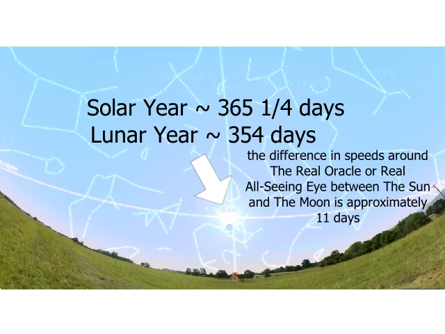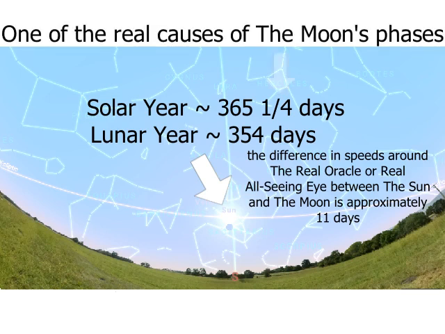So when you're tracking the sun against the background of star constellations, you may already know that it takes approximately 365 and a quarter days for the sun to make its way all the way around the real oracle or the real all-seeing eye, but the moon is moving a bit faster, and it completes its journey in around 354 days. That's a difference then of about 11 days between a solar year and a lunar year. This difference in the sun's and the moon's speeds around the real oracle or the real all-seeing eye is one of the real causes for the moon's phases that we see.